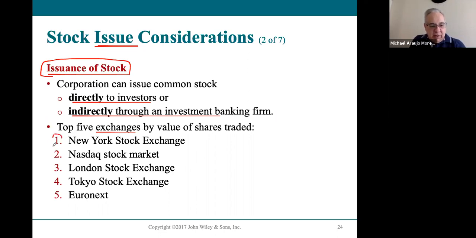Shares of stock are traded on stock exchanges, and the big one is the New York Stock Exchange. It's the largest one. It's a physical stock exchange. You'll see it on Wall Street. Yes, it has a trading floor. It's old, not as old as London, but it's old.